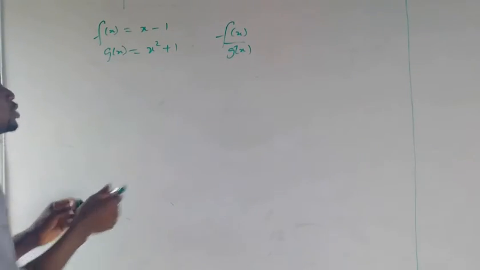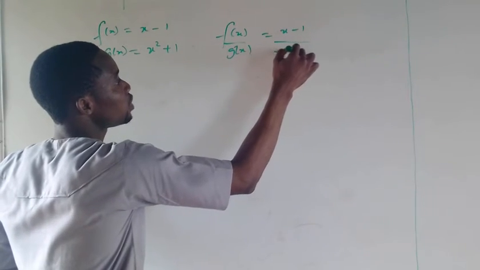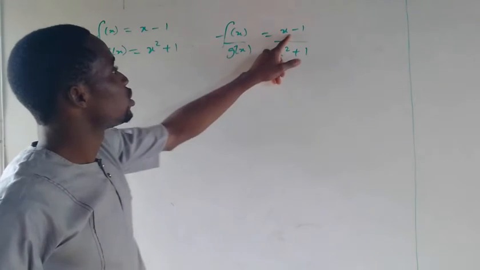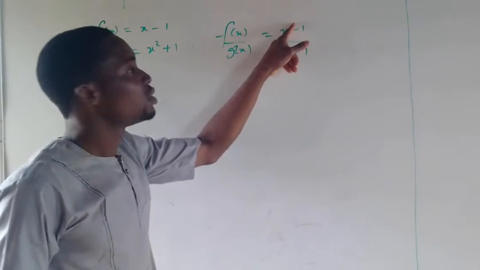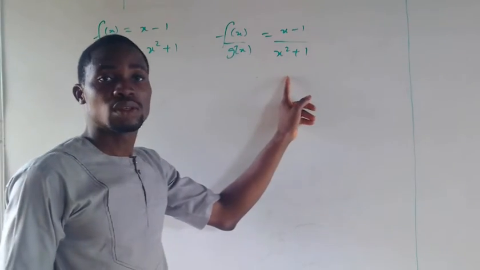The first thing I should notice is what? My numerator is x minus 1, denominator is x squared plus 1. In which case, the power of my numerator here is 1. That's x to the power 1. And for the denominator here, the power is 2. That's x to the power 2.